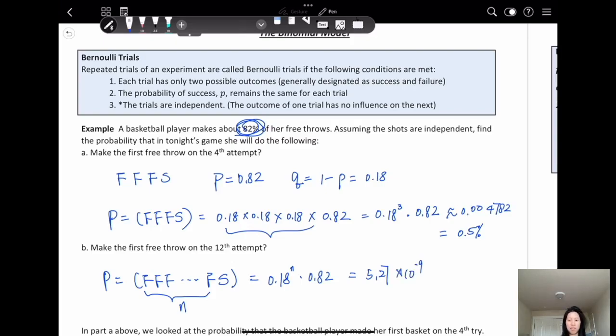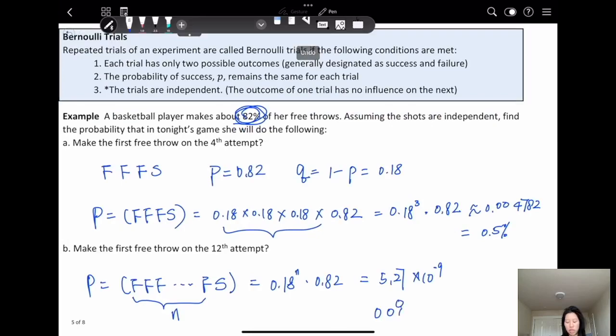How to write this? This is scientific notation. It means you write down 0, 0, 0, 0, and the 427 here. We move the decimal to the left 9 times: 1, 2, 3, 4, 5, 6, 7, 8, 9. So it should be here. Now I'm going to erase these things. Wow, that looks almost impossible for her to make her first throw on the 12th attempt. Like I said, she has a really high success rate, so she should be able to make it in the first couple of attempts.